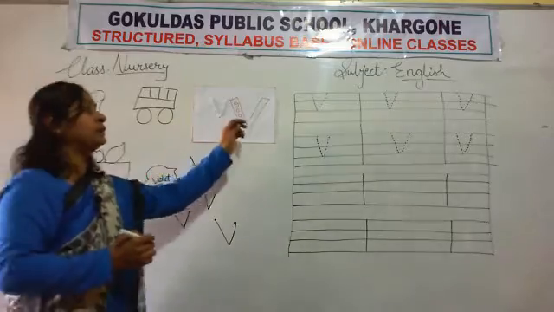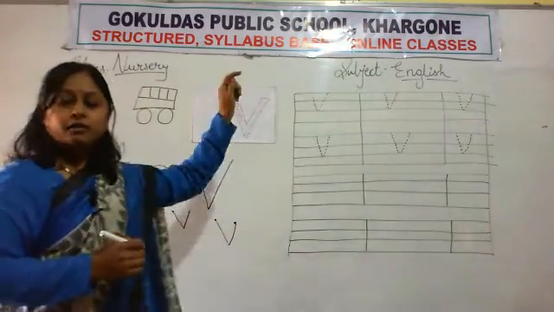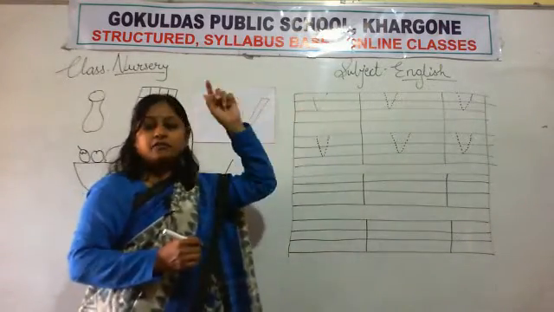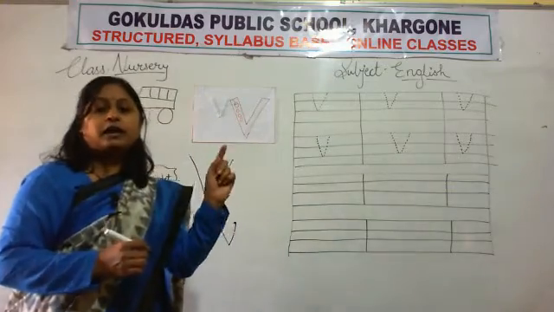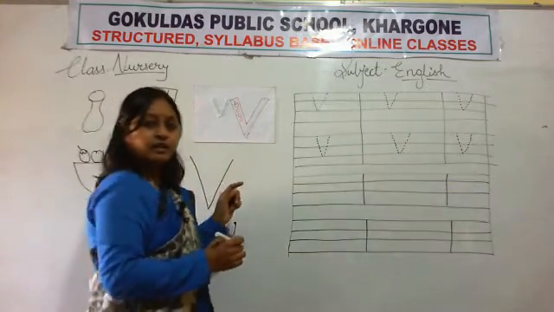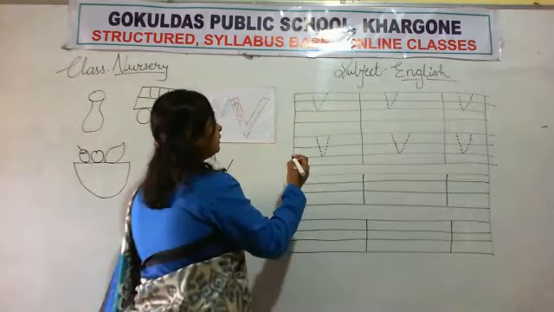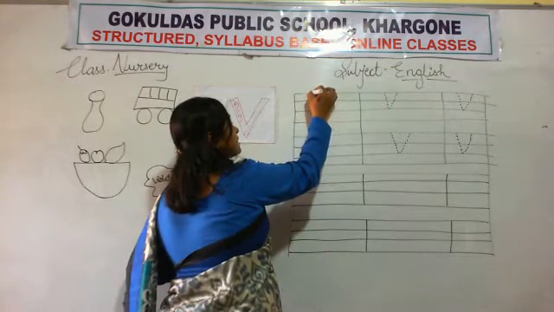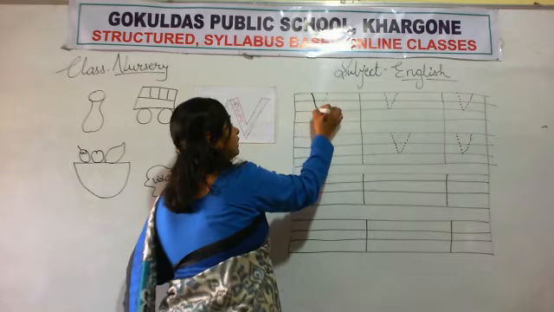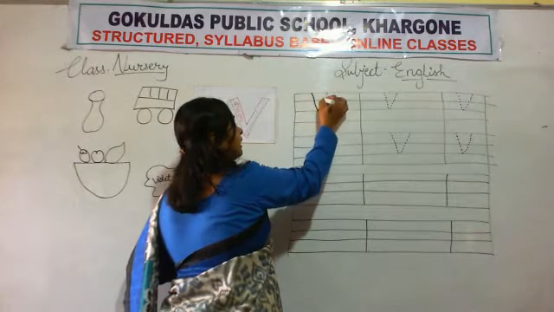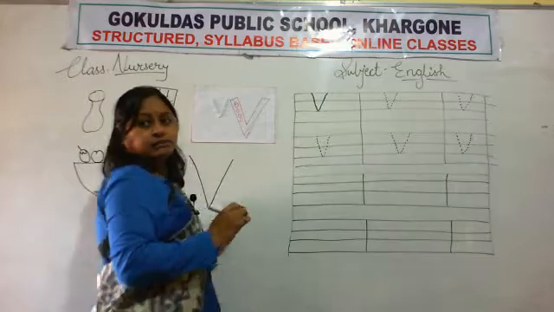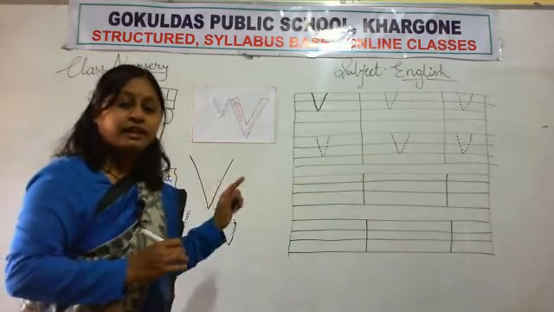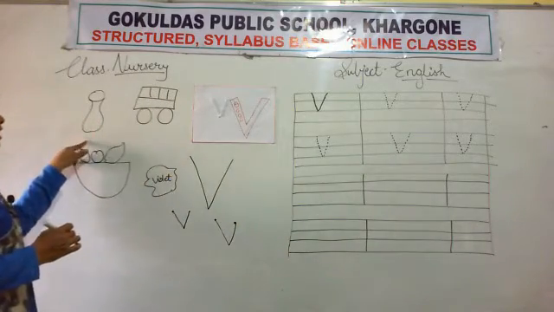Okay, so look here. Tell your mama to draw the dots, and first you trace on the dots, and after that you start writing. Trace slanting line down and then slanting line up. So which letter will form? Letter V.